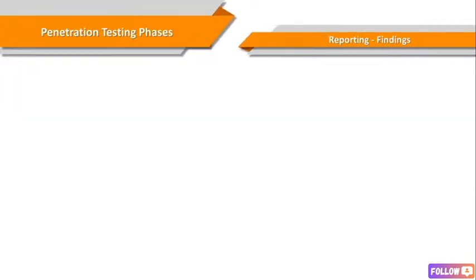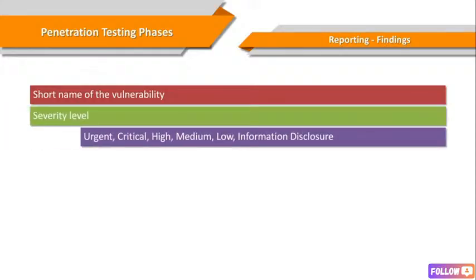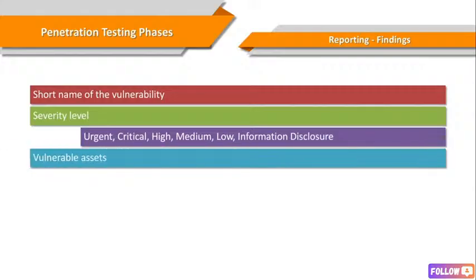Now, it's obvious that the findings is going to be the most important section of the pen test report, especially to the owner. The system owner will see the weaknesses here and remediate them according to your recommendations. So you should give at least the following details about the findings. A short name of the vulnerability to give brief information about it. The severity level of the vulnerability. That'll help the system owner to triage the remediation process. The list of vulnerable assets. Which assets in particular have this vulnerability?